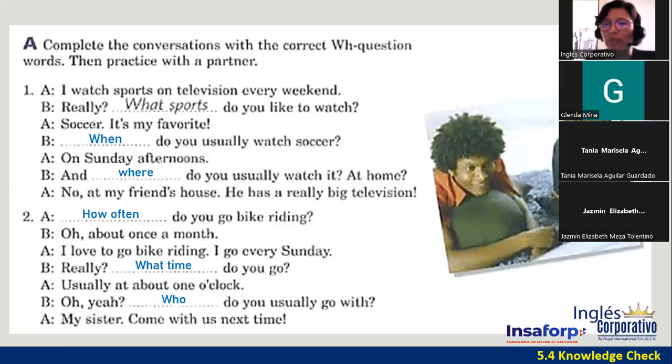Yes. Very good. So you're going to be letter A. I'm going to be letter B, and we're in conversation number two.